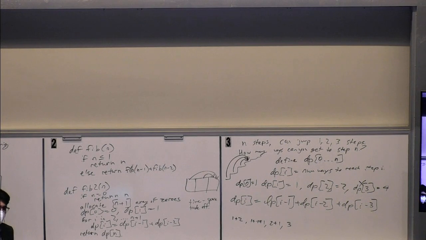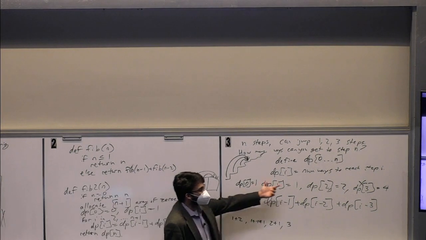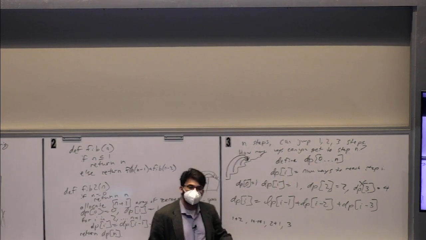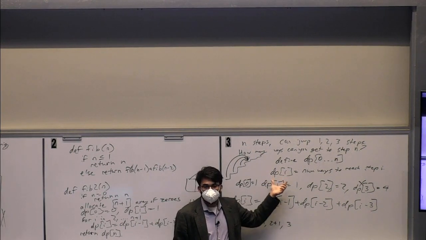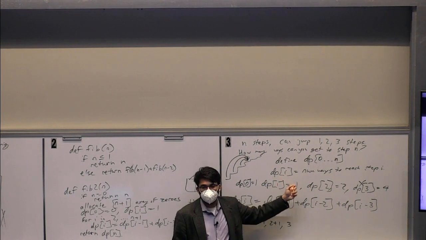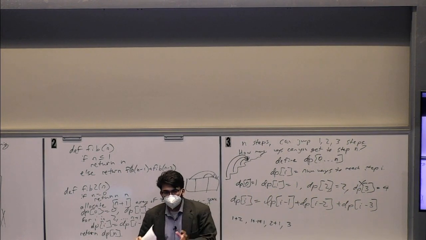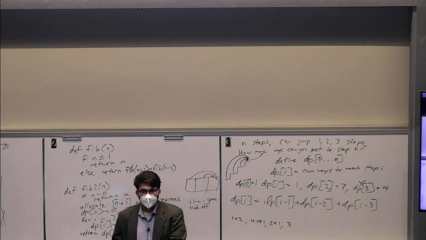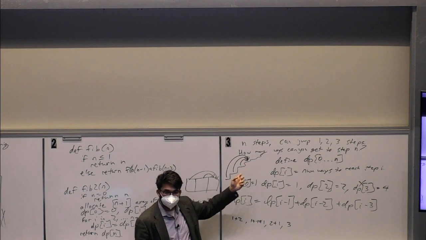Correct. It's not the steps. DP of I is the number of ways to reach step I by allowing yourself to only jump 1, 2, or 3 steps at a time. But the value stored in DP of I is the number of ways. I is the step number. So DP of 10 will be equal to DP of 9 plus DP of 8 plus DP of 7, because each of those three is a way you could reach the 10th step, right?